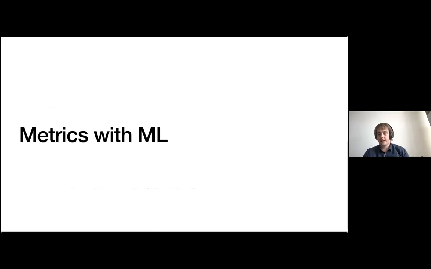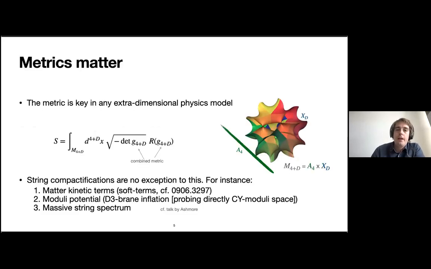Okay, let's get started with the first aspect of the story, namely metrics with machine learning. The metric, as we all know, is key in any extra-dimensional physics model. This is just to flag the importance of it, and we can all come up with scenarios where this is important. Over the years we've seen multiple things, and every one of you has their particular favorite.